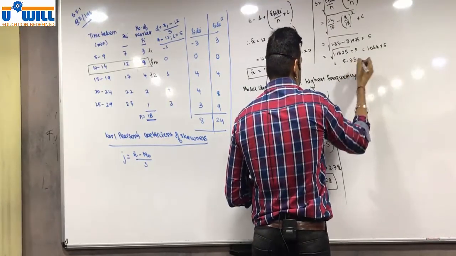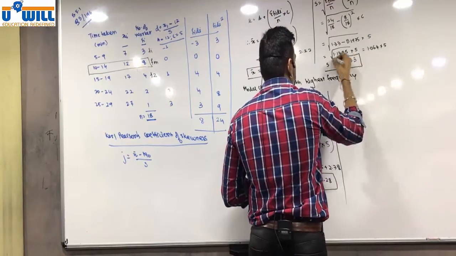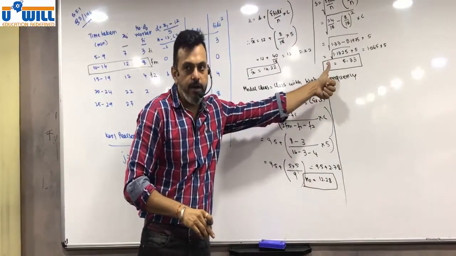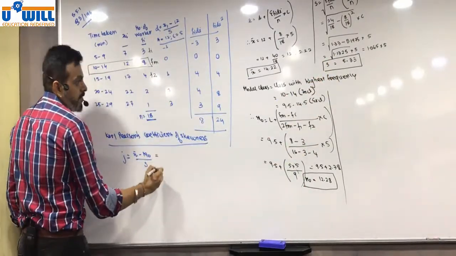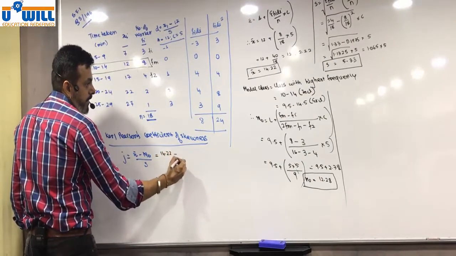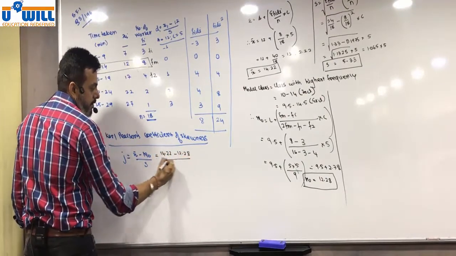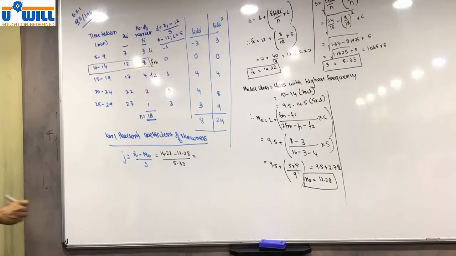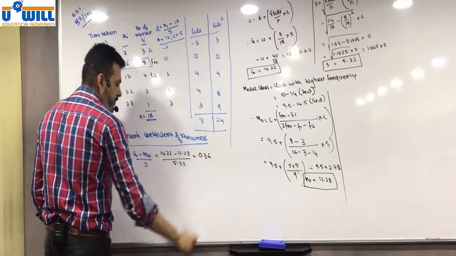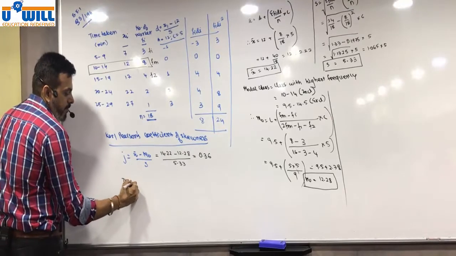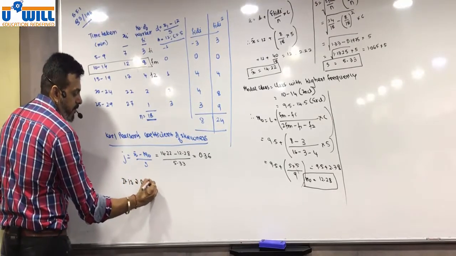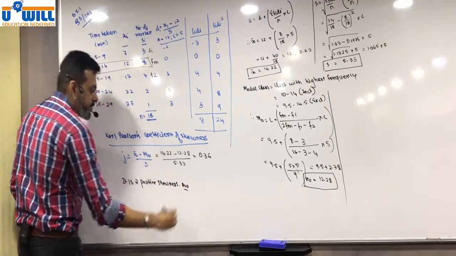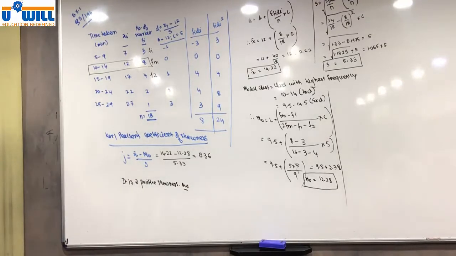So 5.33. We found out mean, mode and standard deviation, applied in the formula, which is equal to 14.22 minus 12.28 upon standard deviation 5.33, which is 0.36. It is a positive skewness.